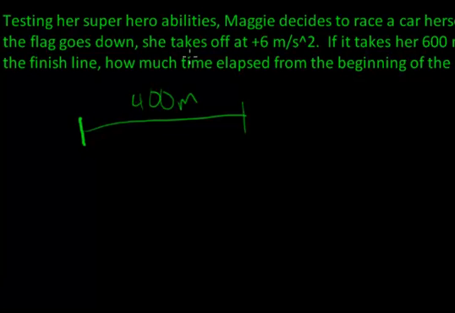Alright. When the flag goes down, she takes off at 6 meters per second squared. So that's going to be for the 400 meters. Then it tells us that it's going to take her 600 meters to stop once she crosses the finish line. So once she's at that point after the 400 meters, it's going to take another 600 meters for her to stop.